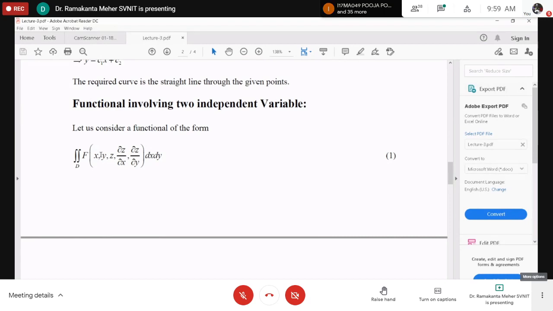So here y is not a dependent variable. This x and y both are independent variables, and z is the dependent variable. So here we consider more than one independent variable. The functional looks like f of x, y, z, del z by del x, del z by del y, since we are dealing with more than one independent variable. One independent variable leads to ordinary derivative, and more than one independent variable leads to partial derivative.